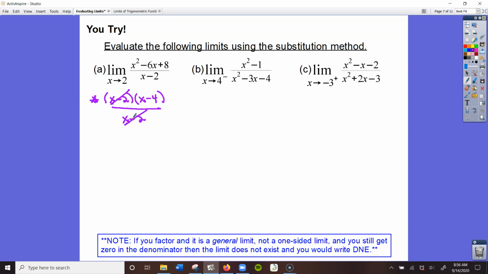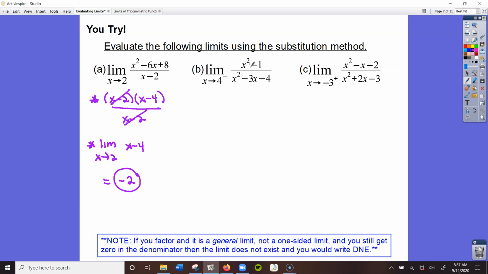My x minus 2's cancel out. So that's the point of using the factoring method, to get rid of that problematic factor in the denominator. Now my function is simplified to be just x minus 4. So what we're really finding now is the limit as x is approaching 2 of x minus 4. I can plug in the 2, and I would get 2 minus 4, which is negative 2.